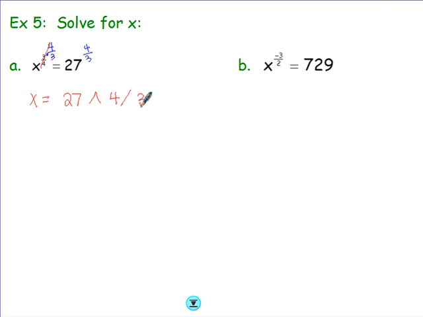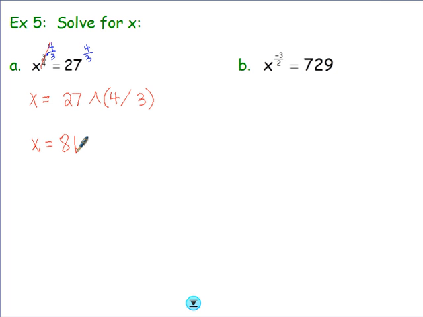If you're using a calculator at home, the most important thing you need to know is that you must use parentheses there. So any calculator you have at home, you're going to do 27, you're going to hit your exponent button, parentheses, 4 divided by 3, close parentheses, and you'll get an answer of 81.